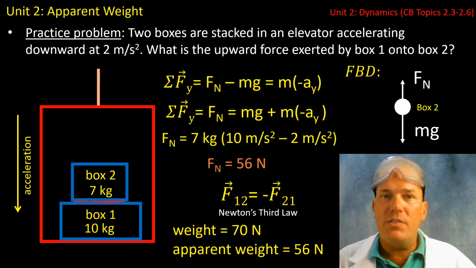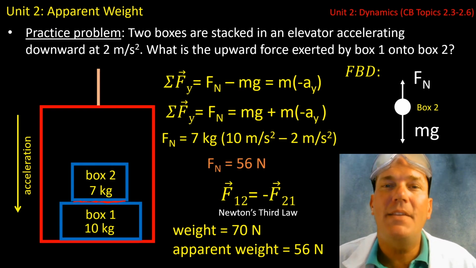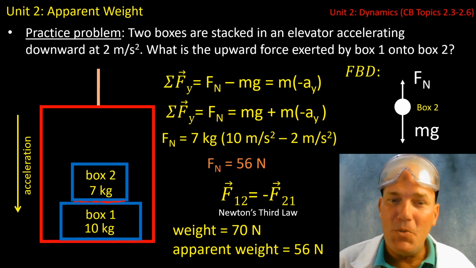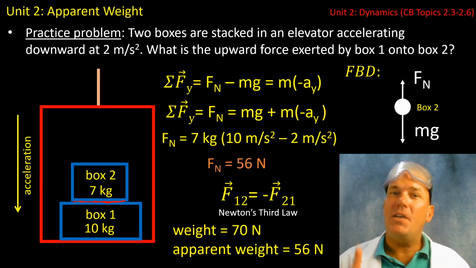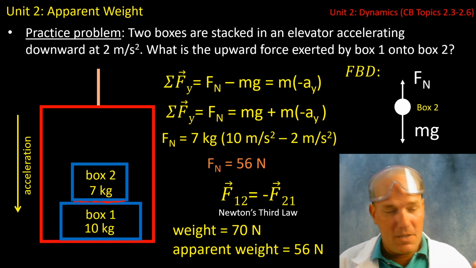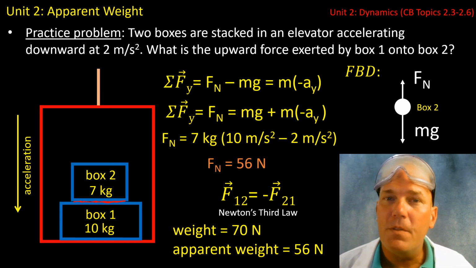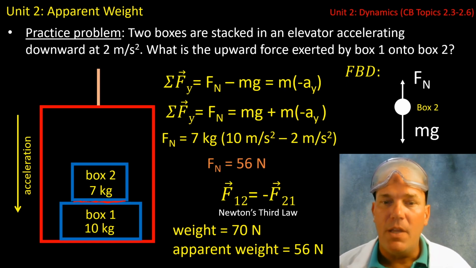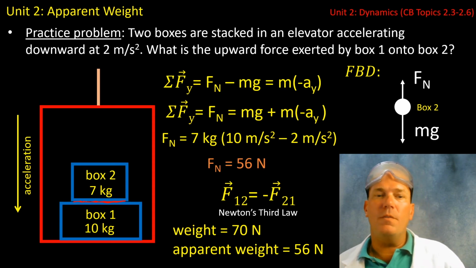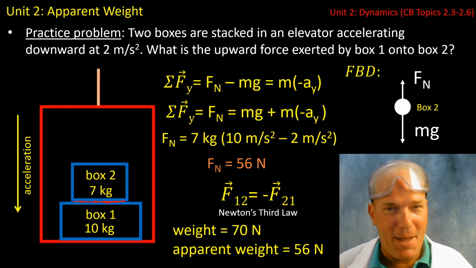Well, box 2 is exerting a downward force onto box 1. And that downward force would be equal to negative 56 newtons. So box 1 exerts upward 56 newtons as we've calculated. Hey, this is a force pair. This is a mutual pair. Therefore, the forces exerted are equal in magnitude. So this question could have said, what is the downward force of box 2 onto box 1? And that would be the same magnitude, opposite direction.